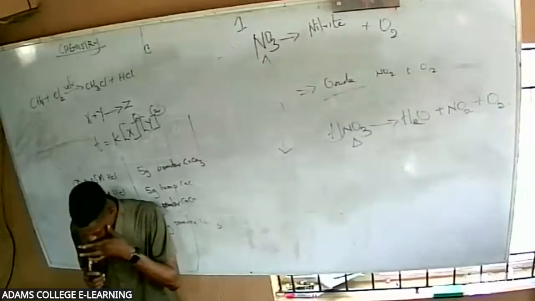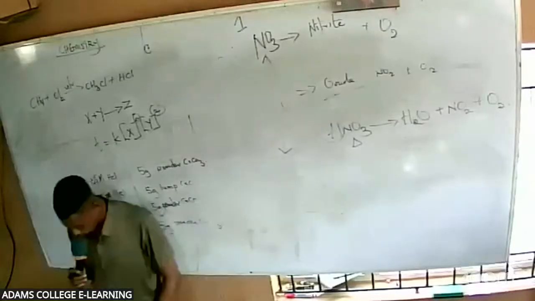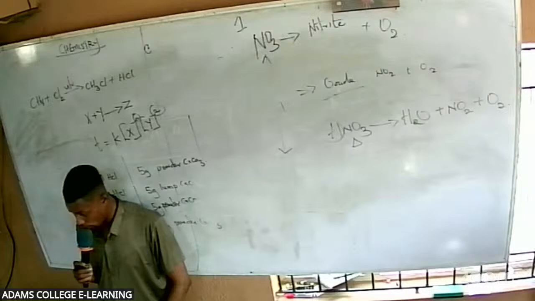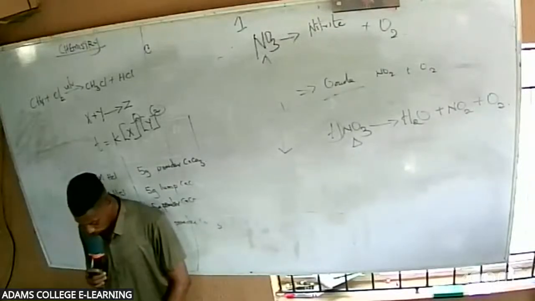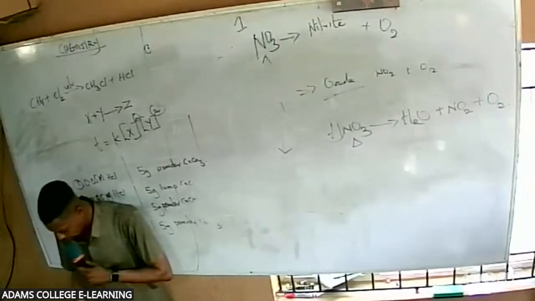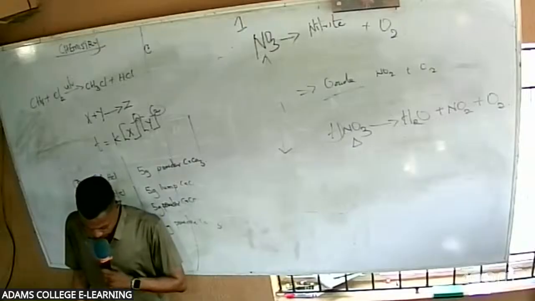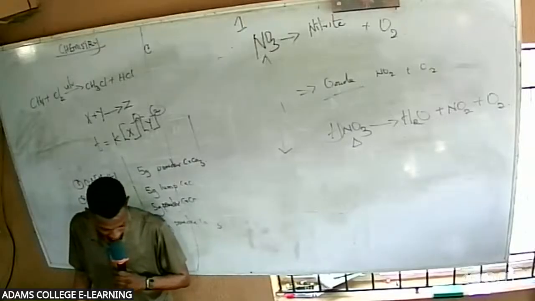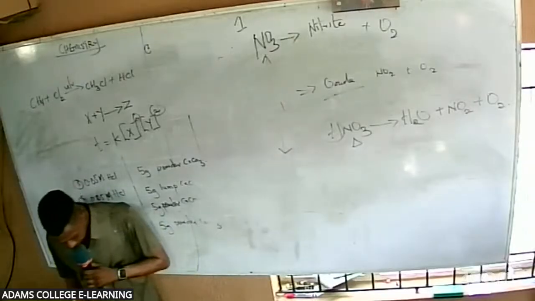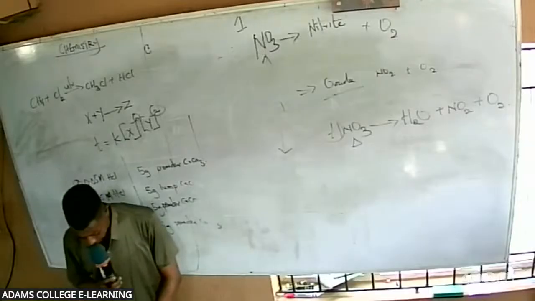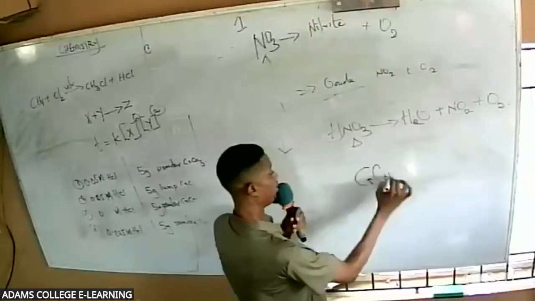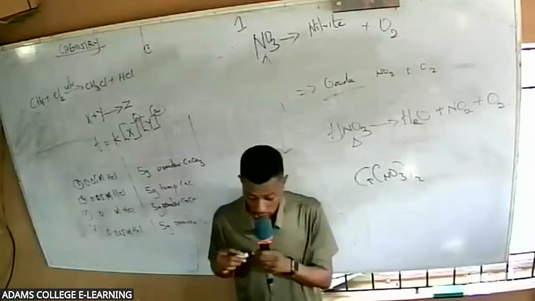Option A, Cu(NO3)2, that's copper nitrate. Option B, AuNO3. Option C, Ca(NO3)2, calcium nitrate. Option D, NaNO3. So the answer is what? The answer there is going to be A.